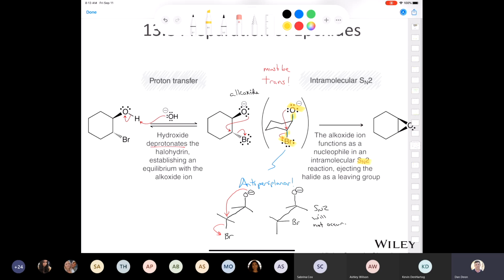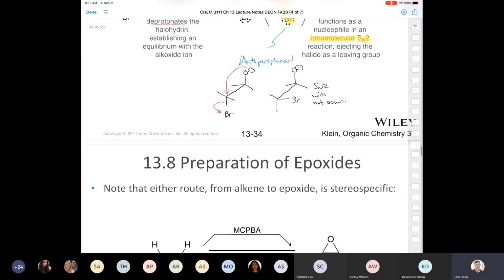Also, I just want to refresh your memory. Intramolecular, what does that mean? That means that the SN2 reaction is happening inside the same molecule, right? An intramolecular reaction. All right.